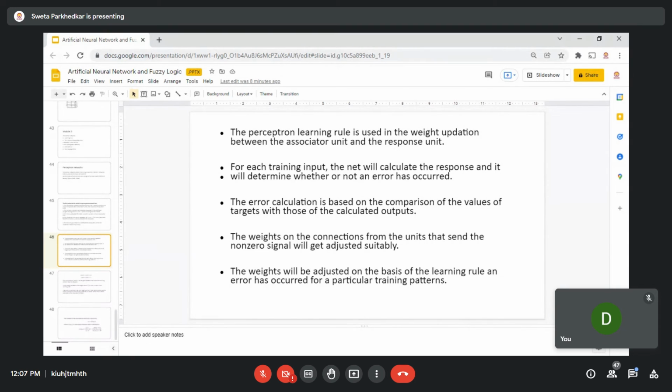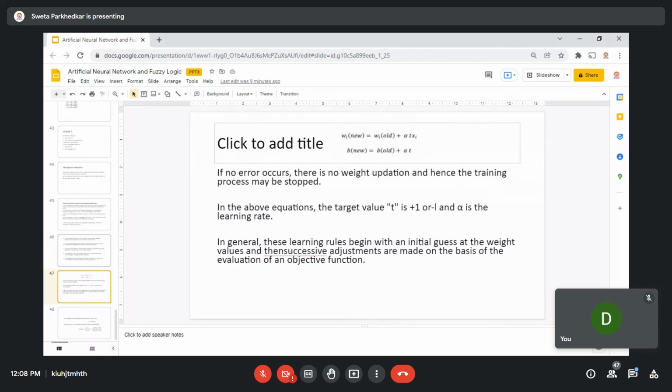Then the weights on the connection between the units that are sent to the non-zero signal will only be adjusted suitably. So the weights on the connection, अगर error होगा तो आप weights को update कर सकते हो. ठीक है, ये नेक्स्ट लाइन में भी वही लिखा है. The weights will be adjusted on the basis of learning rule if an error occurred for the particular training pattern. ठीक है, तो हम लोग कैसे अपडेट करते हैं? Wi new is equal to Wi old plus alpha t xi.